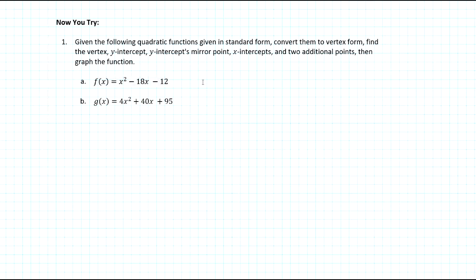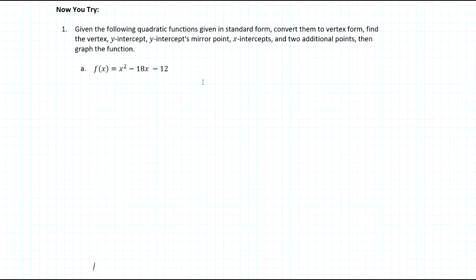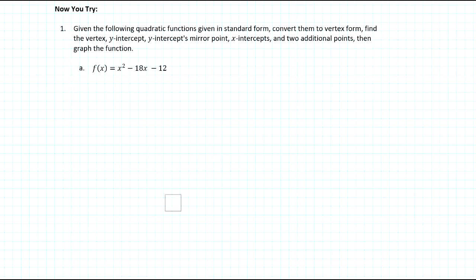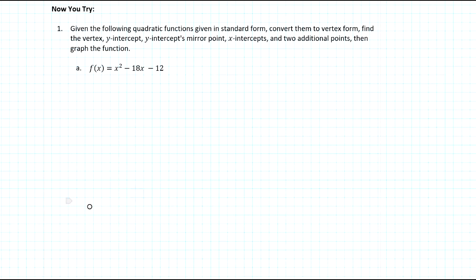This is Noah, and in this video we're going to go through the solutions for the now you try problems where we're given a quadratic function in standard form. We want to convert it to vertex form and then find the key points, the vertex, the y-intercept's mirror point, the x-intercepts, and two additional points to then graph the function. The first example that we're going to look at is f of x equals x squared minus 18x minus 12.